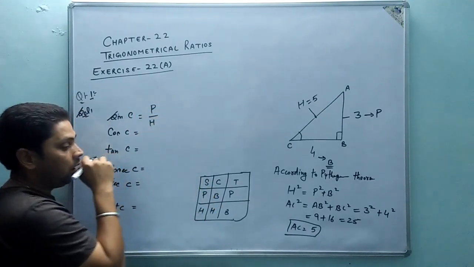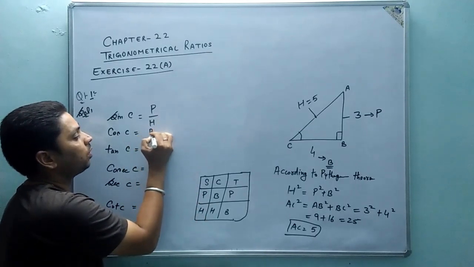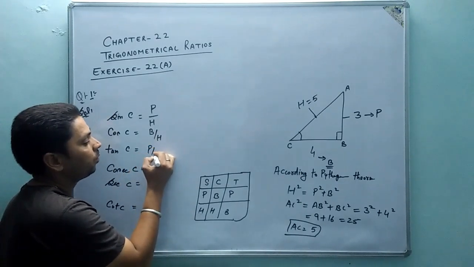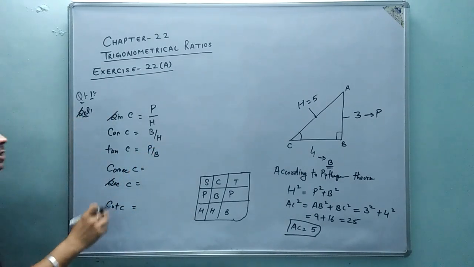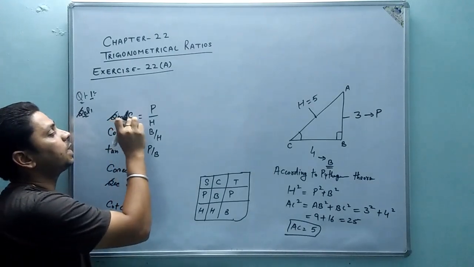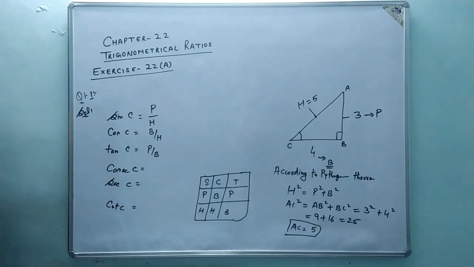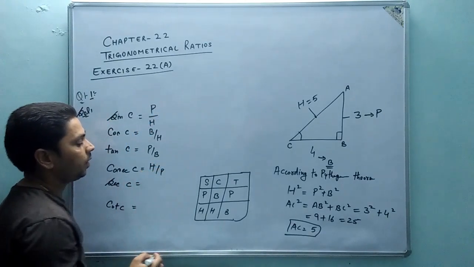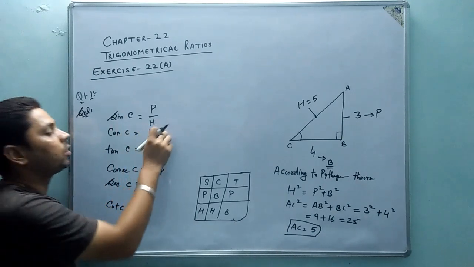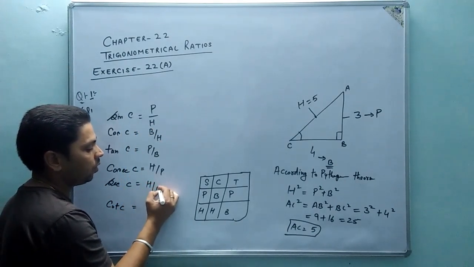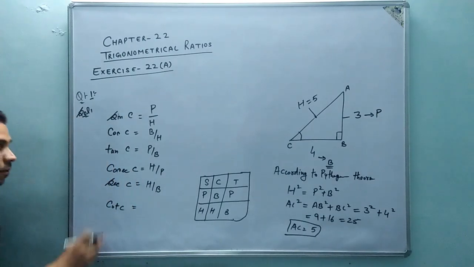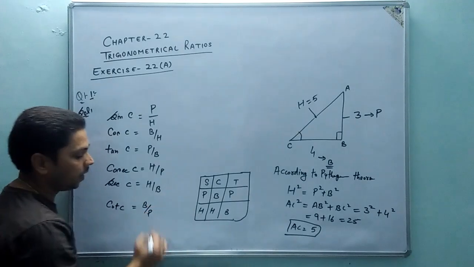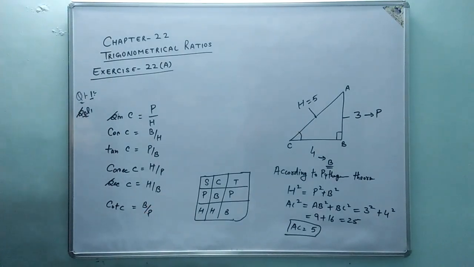What is cos? Cos is base upon hypotenuse. What is tan? Tan is perpendicular upon base. What is cosecant? Since cosecant is the inverse of sine, it can be written as hypotenuse over perpendicular. Similarly, secant is the inverse of cos. It can be written as hypotenuse upon base. Similarly, cot is the inverse of tan, so inverting it, it will give you base upon perpendicular. So we have all the values here.